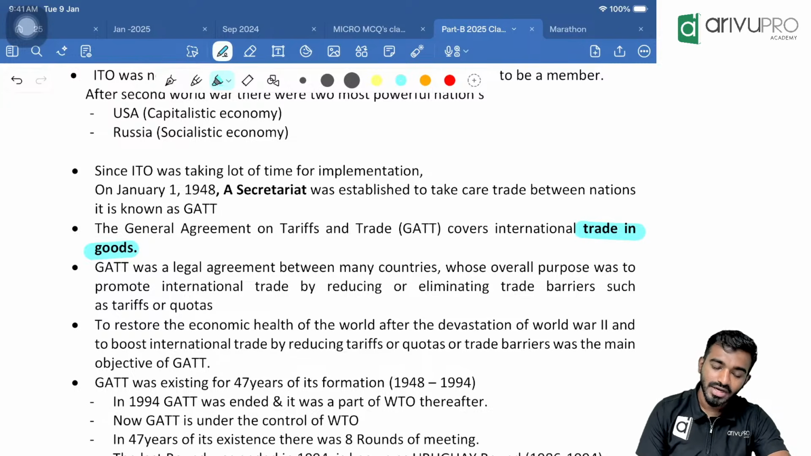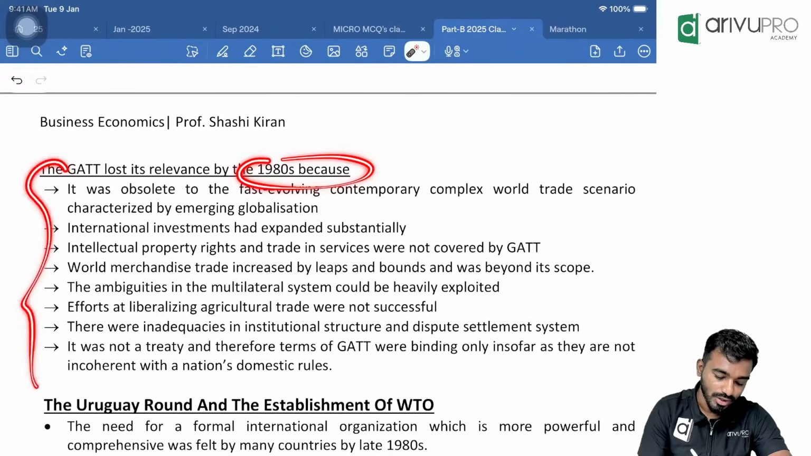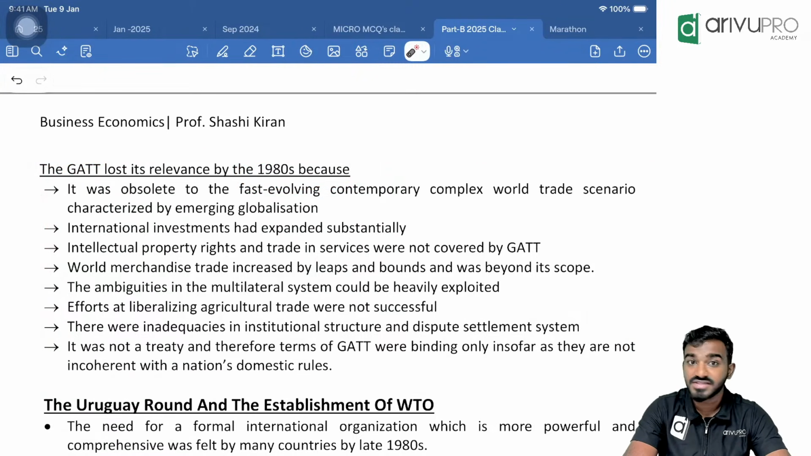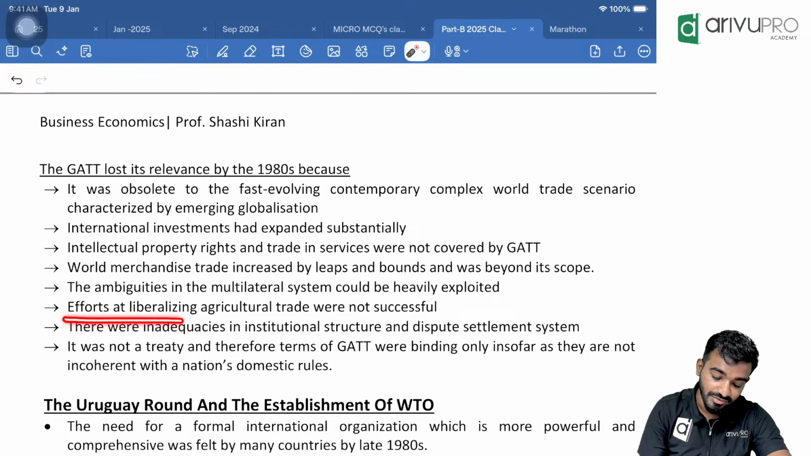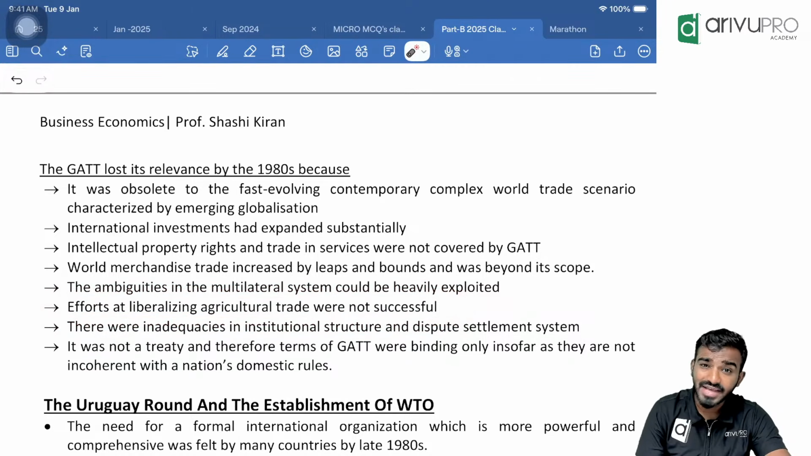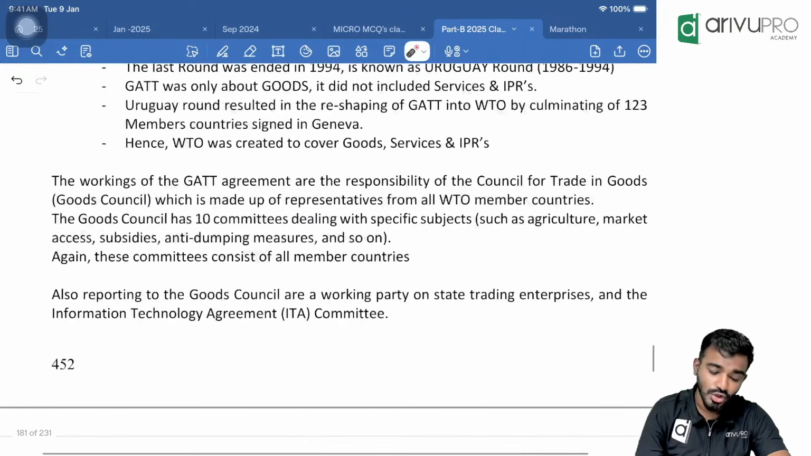All the member countries were only somewhat bound, and it did not have proper trade negotiating forums or a dispute settlement body, nothing. It was just a secretariat with 123 member countries, and it existed for 47 years, only covering goods. But GATT started losing its relevance after 1980. This is important. Why? International trade increased by leaps and bounds. Services and intellectual property were not covered. Efforts to liberalize agricultural trade were not successful, and the treaties were heavily exploited. Loopholes were exploited. World trade started increasing, but GATT could not control everything.